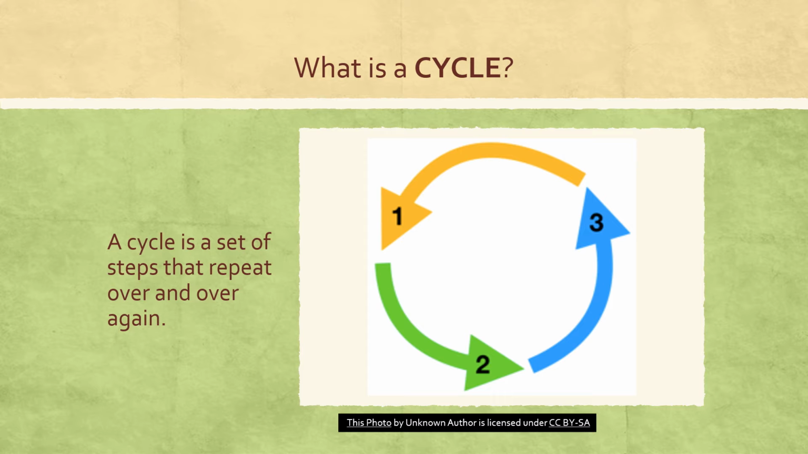Okay, I've heard the term water cycle, but let's think about what is a cycle. A cycle is a set of steps that repeat over and over again. When you get to the last step, it goes right back to the beginning and starts all over again.